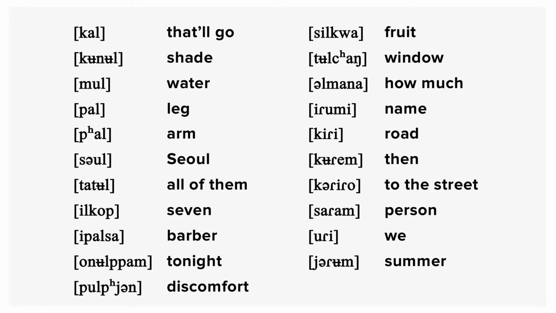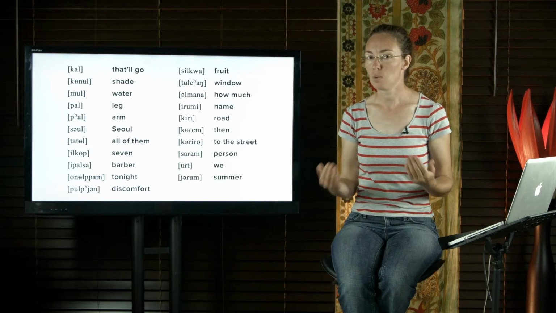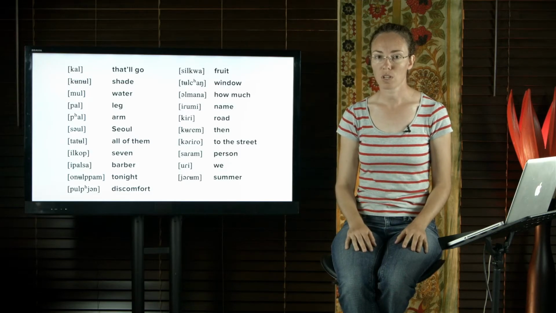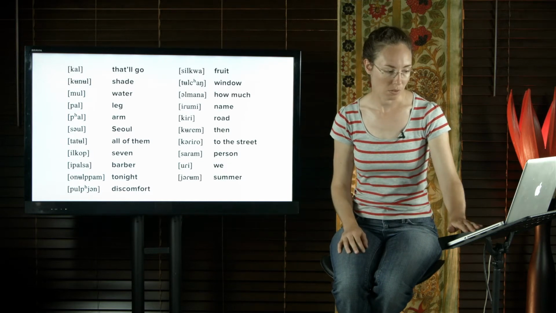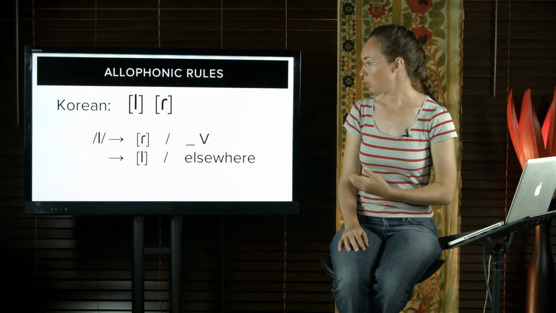What does matter is what comes after the sound. If there is a vowel after it, this phoneme has the allophone r, but if there is a consonant after it, or if it is at the end of a word, that is, there's nothing after it, it has the allophone L. So we've found a pattern in the way the two sounds work together, complementary distribution. We can express this complementary distribution by a rule.